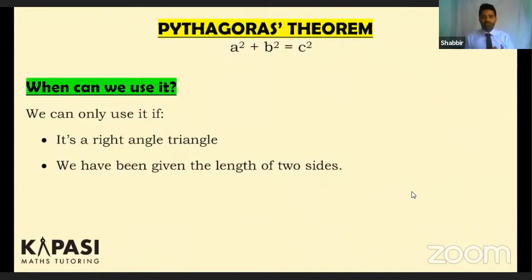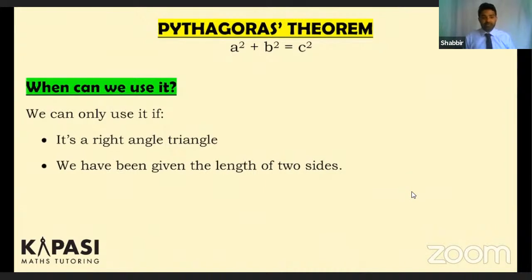So when can we use it? And this is what a lot of people get confused about. We can only use it, first of all, if it's a right angle triangle. If it's a different type of shape or a different type of triangle, we cannot use it. It's got to be a right angle triangle. So make sure if you see a right angle triangle, then that's when you can use it.